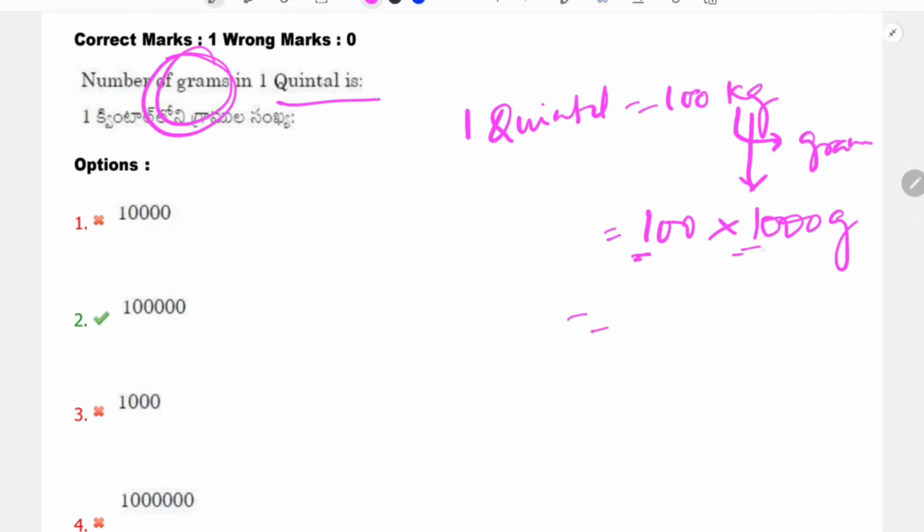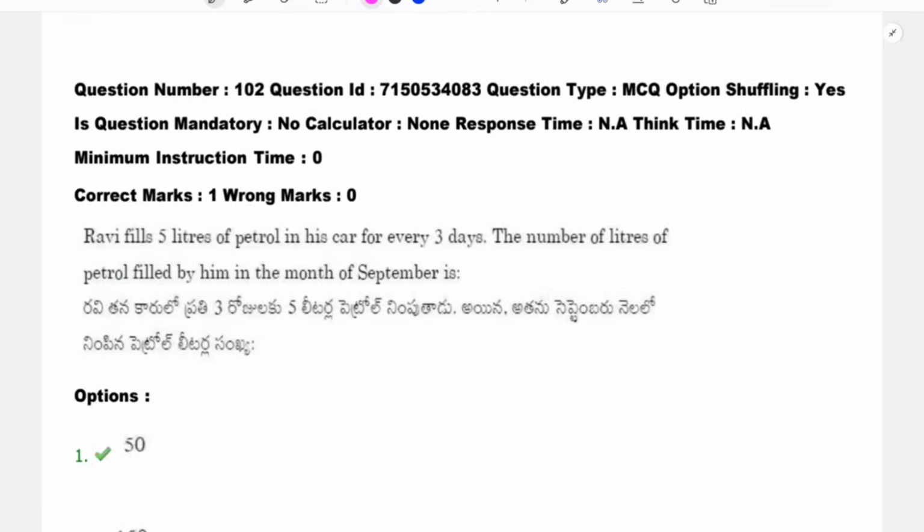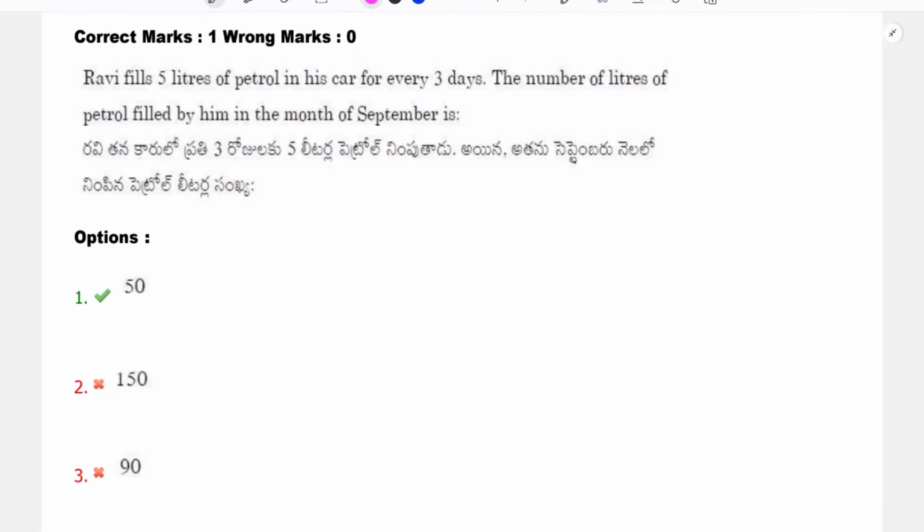So 1 ones are 1. How many zeros? 2 here, 3 here. 1, 2, 3, 4, 5. So 1 lakh grams. This is the answer. Clear? If you have any doubts, write in the comment. Or you can rewind the video 10 seconds, 15 seconds, and see my explanation one more time. Easily you will understand if someone is not following.